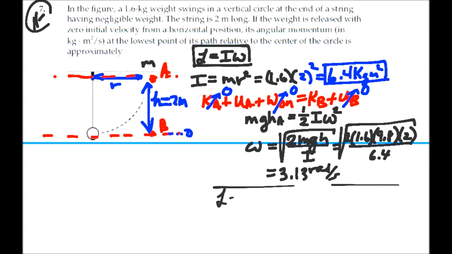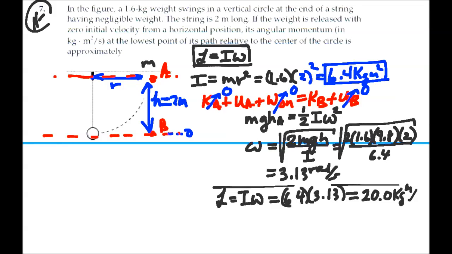Hence, our angular momentum, which is the moment of inertia times the angular velocity at the lowest point, is going to equal 6.4 kilogram meters squared times 3.13 radians per second at the point B, and that is going to be equal to 20.0 kilogram meters squared per second, if I can get this right. So that is our angular momentum at the lowest point, 20 kilogram meters squared per second.